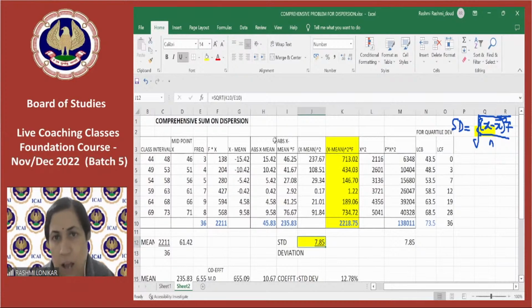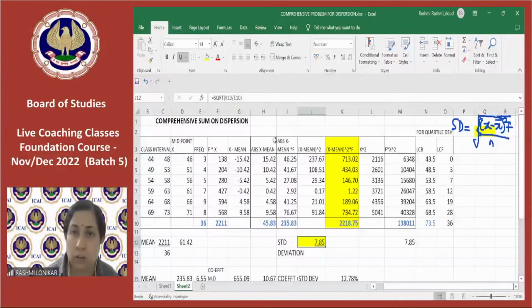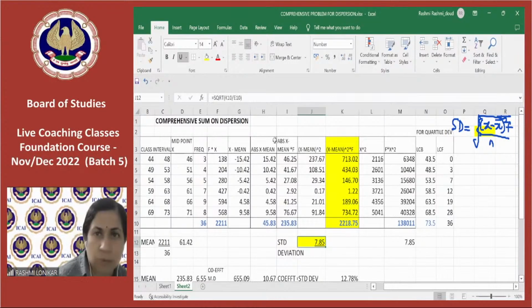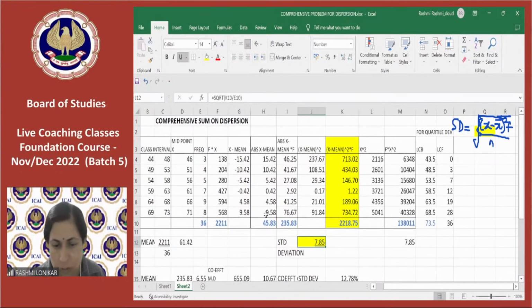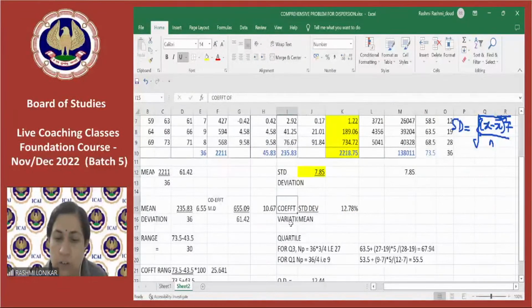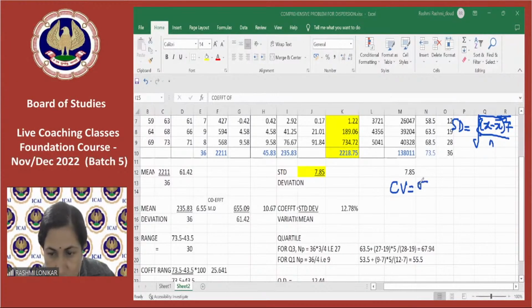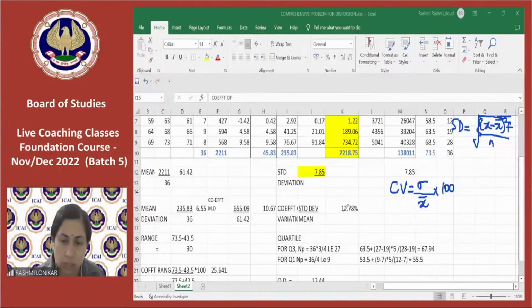So I found the mean, I found the mean deviation about the mean, I found the range, I found the coefficient of range. Now I have found the standard deviation by using the basic formula, square root of summation of x minus x bar whole square into f upon n. Now coefficient of variation also I can find out, because I found the standard deviation. Coefficient of variation I know is nothing but standard deviation upon the mean into 100. So using that I have found out the coefficient of variation.